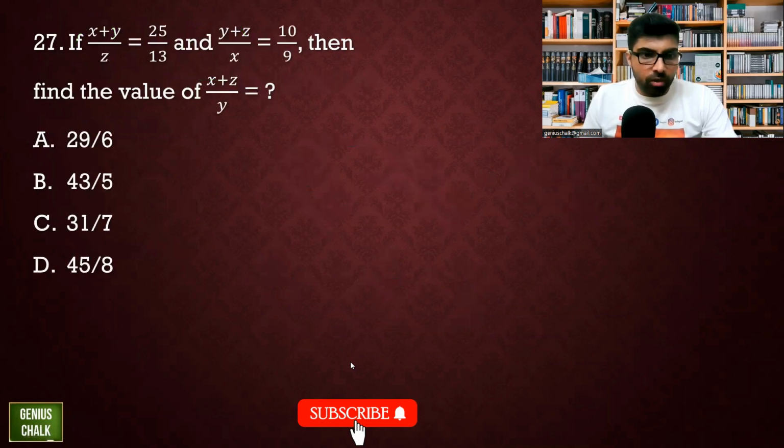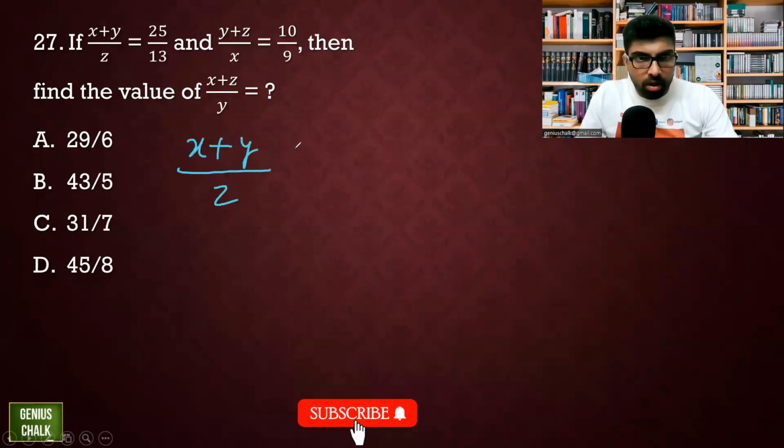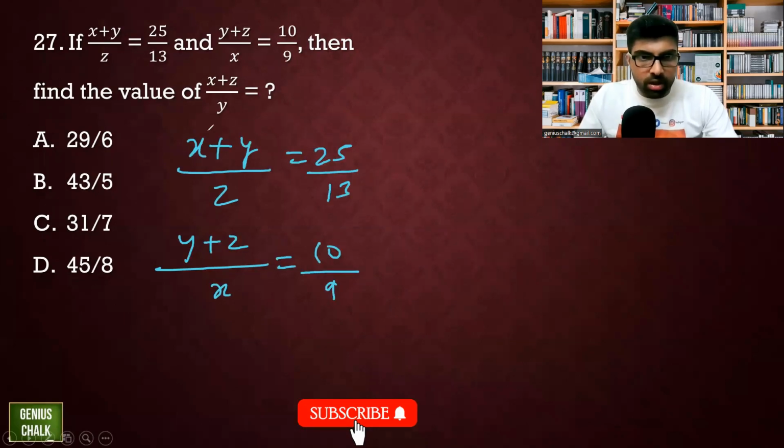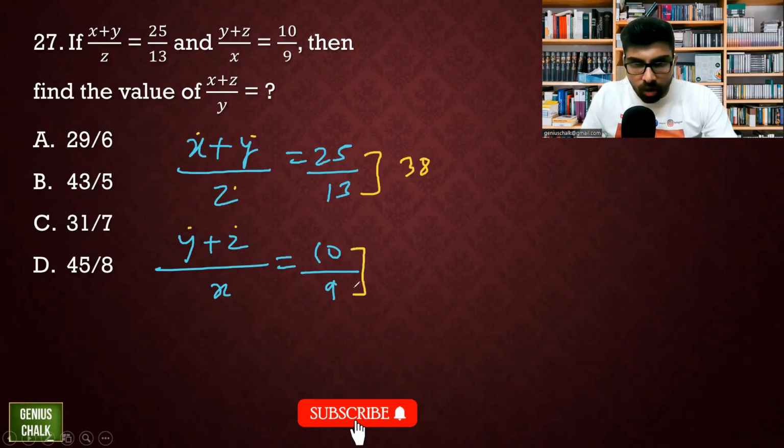Next one, if x plus y by z is 25 by 13, and y plus z by x is 10 by 9, then find the value of this. So this is also an important one. So first, there is x plus y and z, and y, z and x. So what is the total here? The total is 38, 25 plus 13. What is the total here? The total is 19. That means I need to do something with the total, because here also x, y, z are there and here also x, y, z are there. I have to make the total same.